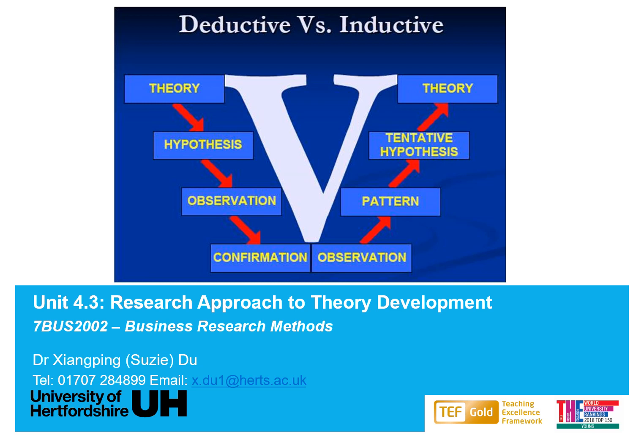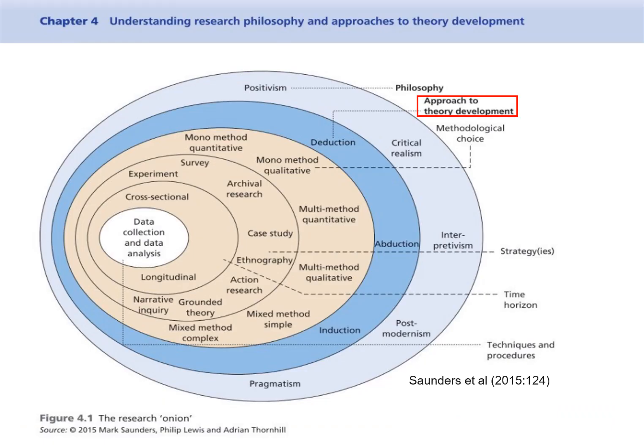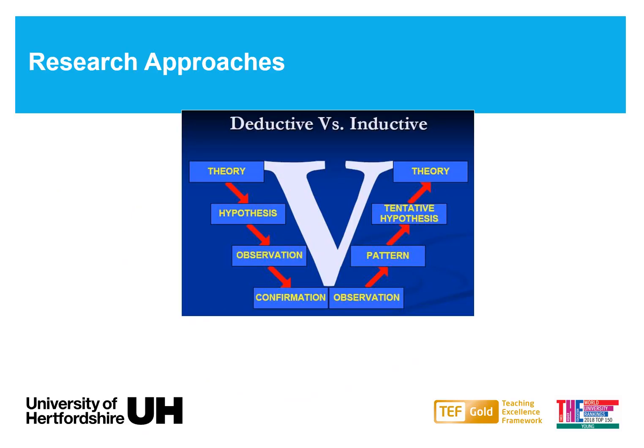Xiangping Du. This presentation is about research approach to theory development and how the knowledge of your research is developed, with reference to the two main concepts, deductive and inductive, which were discussed in the last presentation under methodology. Research approach is also the second layer of Saunders' onion ring, which refers to approach to theory development. As can be seen from this diagram, it quite visually illustrates the difference between deductive and inductive.